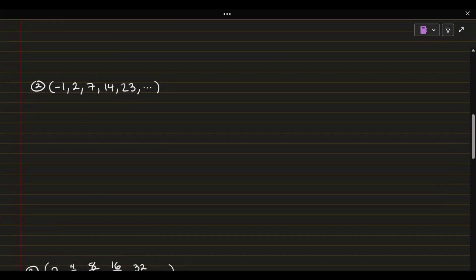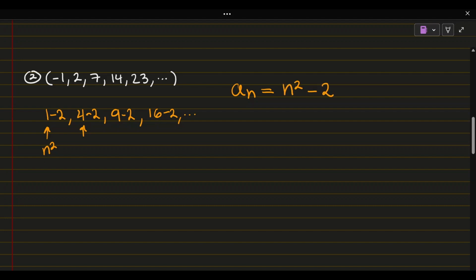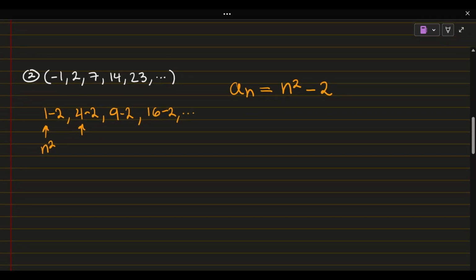The next sequence we'll look at is -1, 2, 7, 14, 23. So let's try rewriting again. So -1 is the same as 1 minus 2. Let's try 2 is the same as 4 minus 2. 7 is the same as 9 minus 2. 14 is the same as 16 minus 2. And so on, right? So this means my sequence, I noticed that these are just the n squareds, right? So this is 1 squared, 2 squared, 3 squared, and so on. It's going to be n squared minus 2. So that is my sequence. That's the nth term of my sequence.